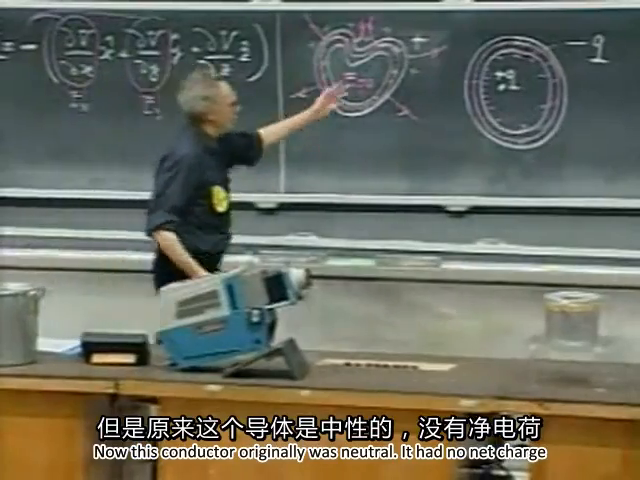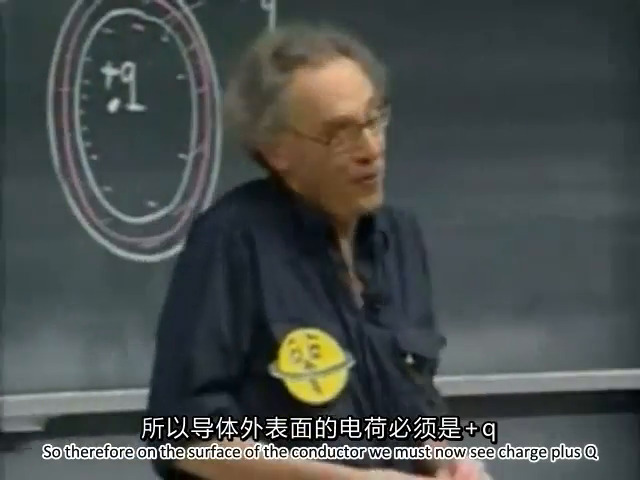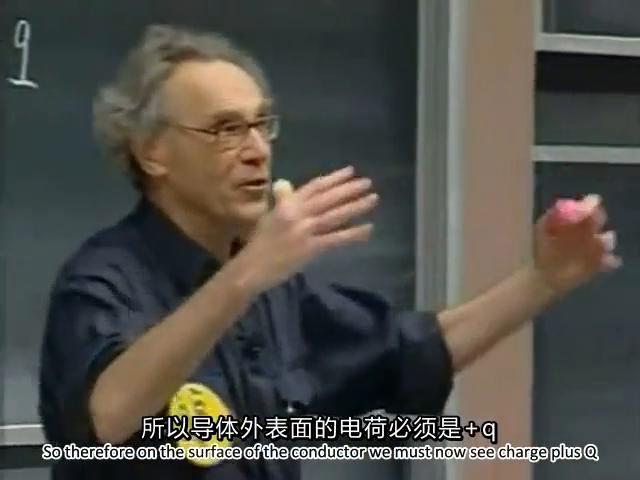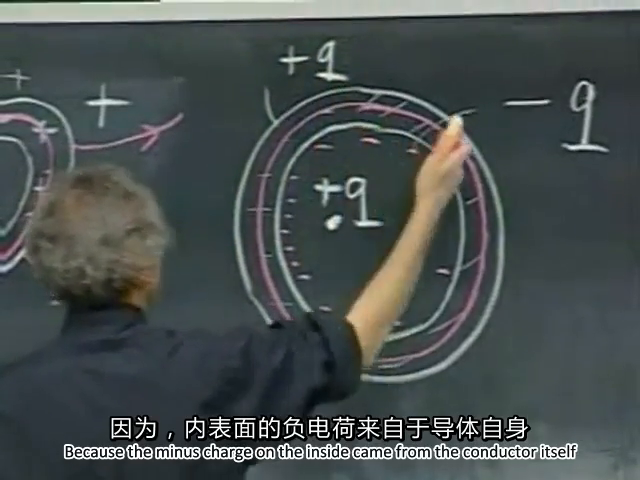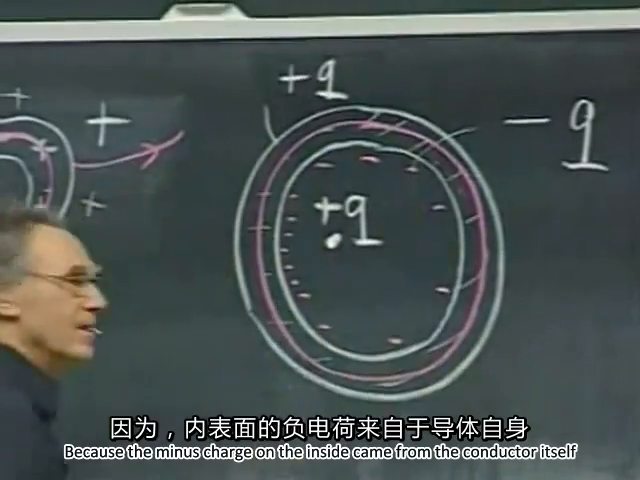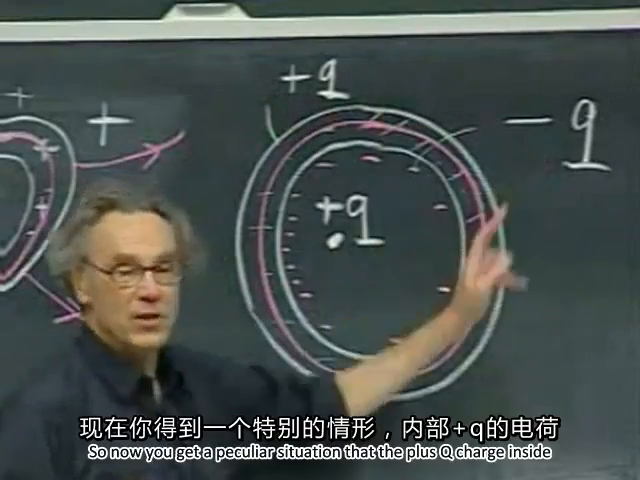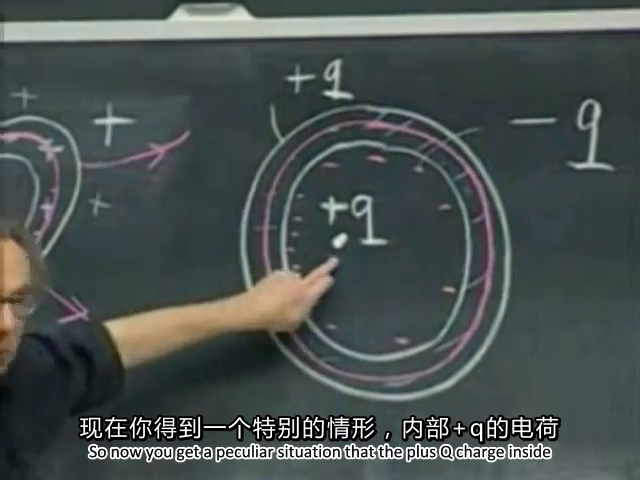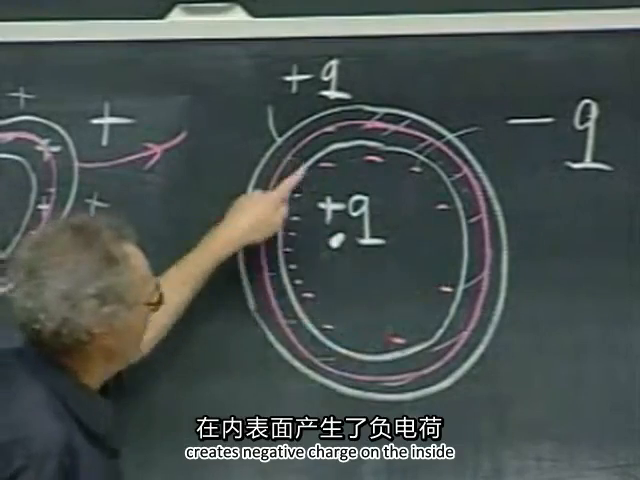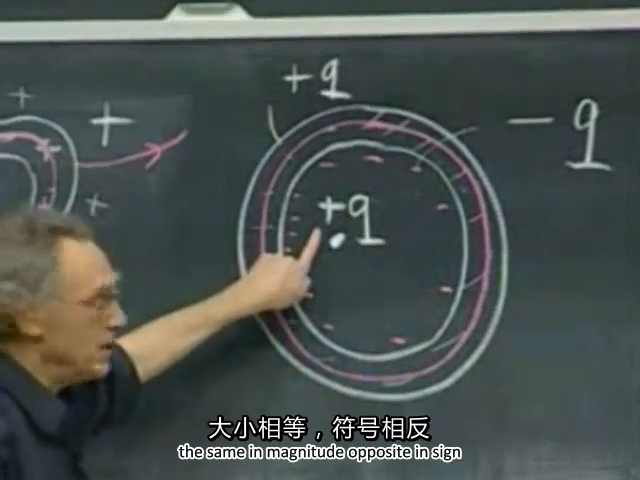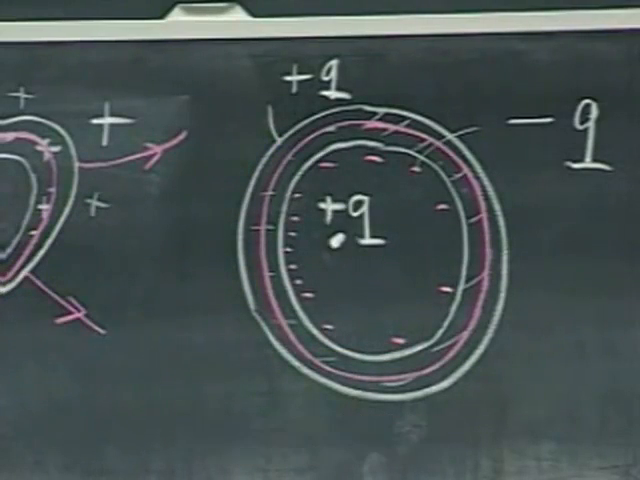Now this conductor originally was neutral. It had no net charge. So therefore, on the surface of the conductor, we must now see charge plus Q, because the minus charge on the inside came from the conductor itself, and so the sum must be zero. So now you get a peculiar situation that the plus Q charge inside, which creates an E field inside, creates negative charge on the inside, the same in magnitude, opposite in sign, and plus Q charge on the outside.